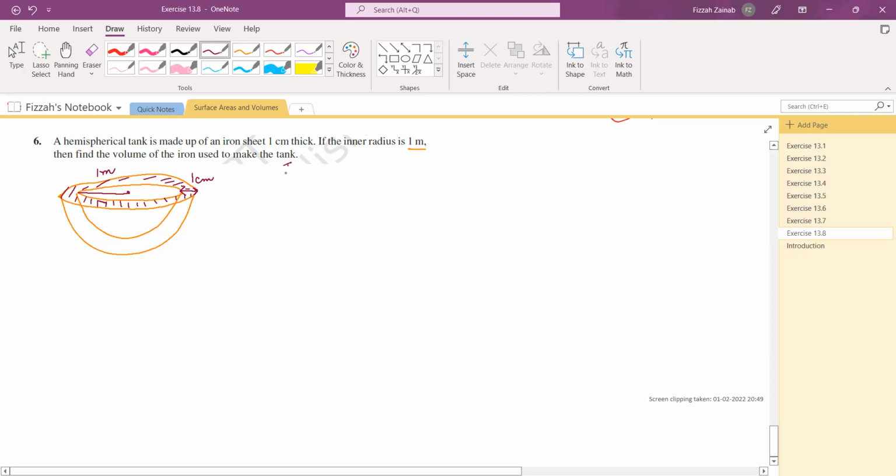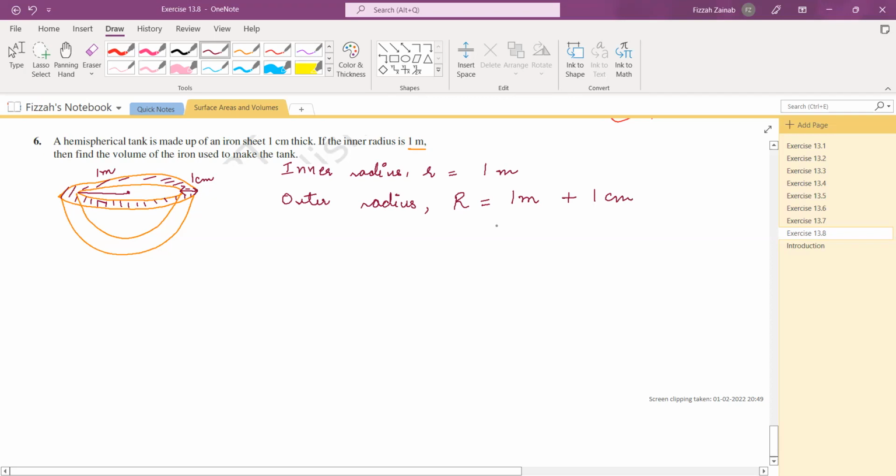So let us write. The inner radius, which I'm calling small r, is already given as 1 meter. Okay. Now the outer radius, which I'm calling capital R. Now this will become your 1 meter plus the thickness of the iron sheet, 1 centimeter, right? Yes, Hamna?